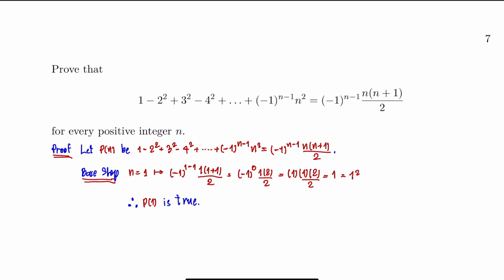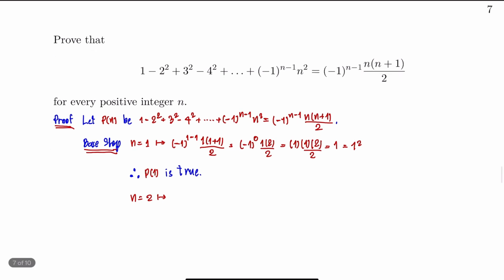Now, what about when n equals 2? Let's see. When n is 2, plug 2 into n. What do we have? We have (-1)^(2-1) times 2 times (2+1) over 2. So we have (-1)^1, 2 times 3 over 2, and it turns out to be minus 3.